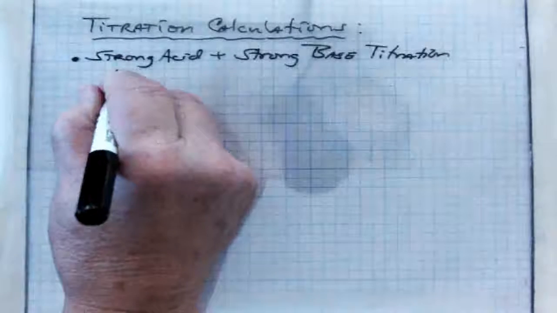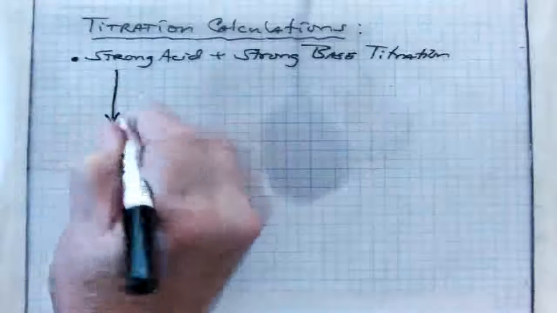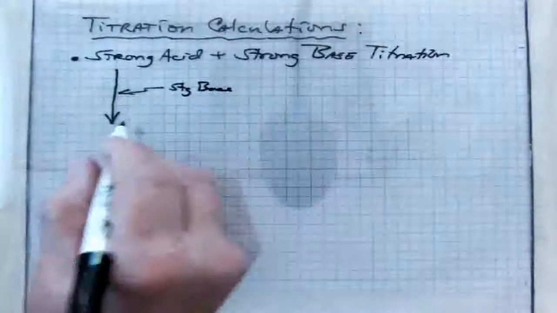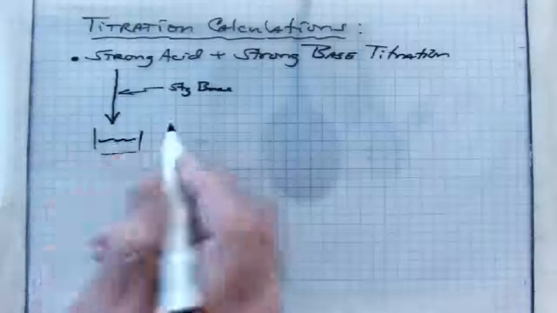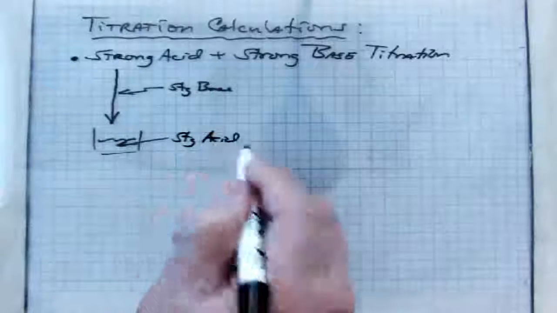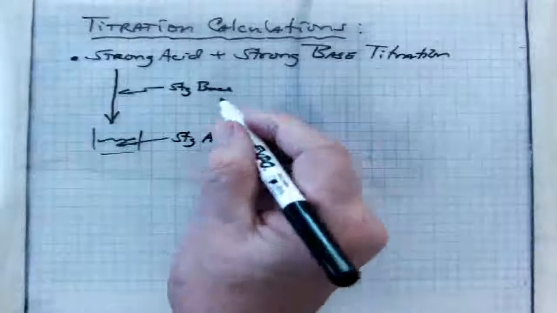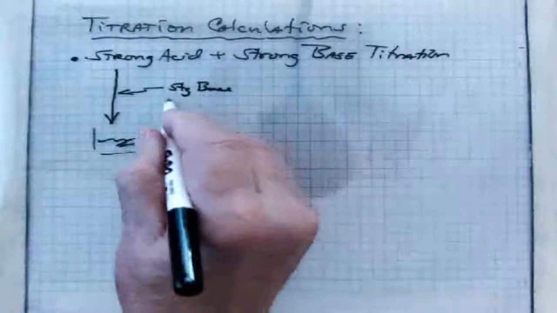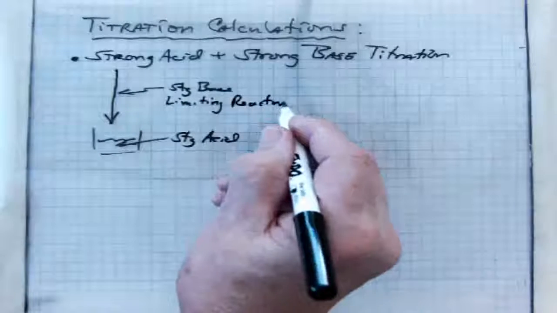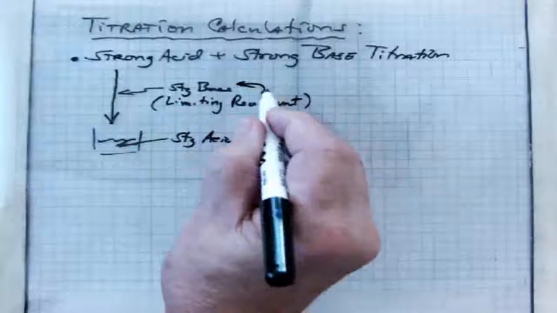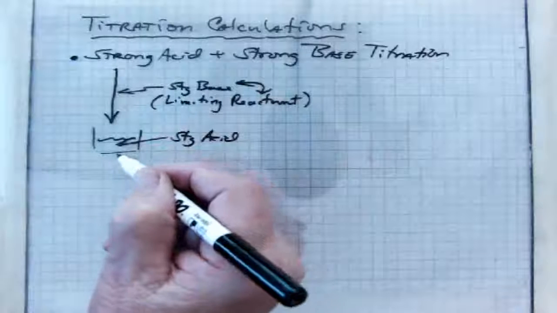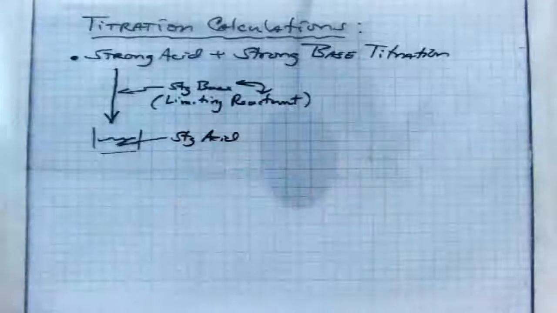And in essence, there's some things you need to keep in mind. If this is your burette, we're going to have the strong base in the burette, and of course in the beaker we're going to have the strong acid. As we go through the titration, the addition of the base will be a limiting reactant, because as you add it, it's completely consumed in the solution and converted to a salt, reducing the amount of acid until we reach the equivalence point.